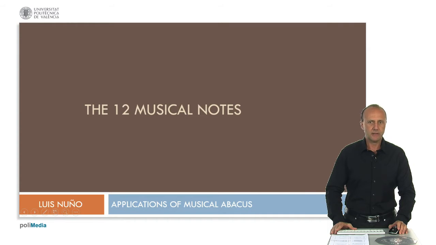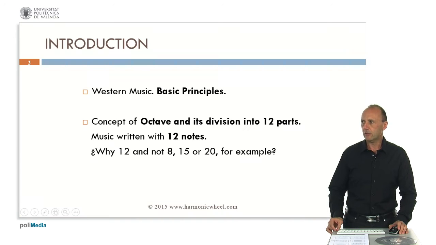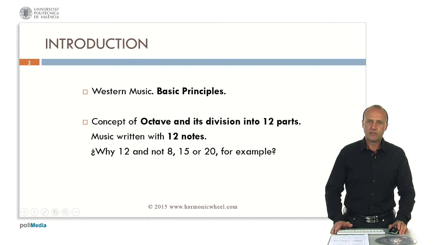Now I'm going to explain why there are 12 musical notes. Western music is based on several basic principles. The most important one is, of course, the concept of octave and its division into 12 parts. This means that Western music is written with 12 notes.